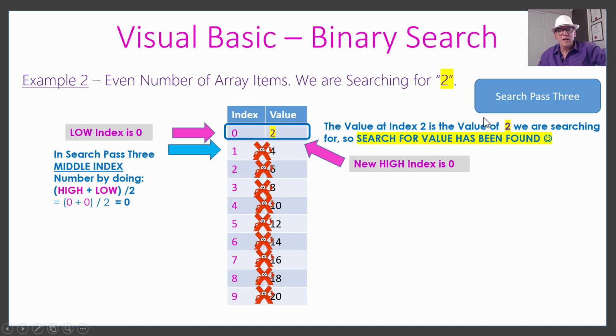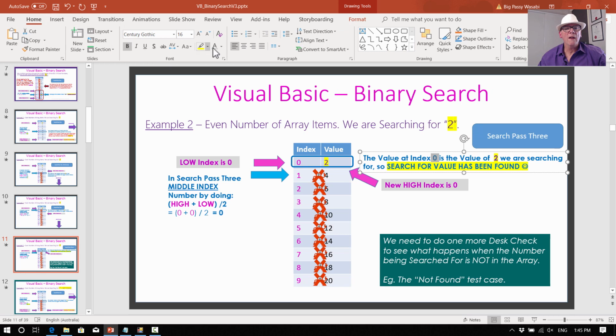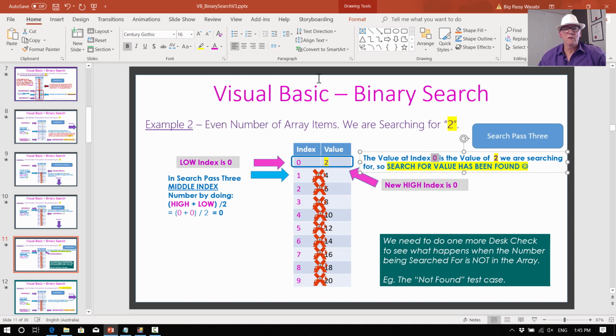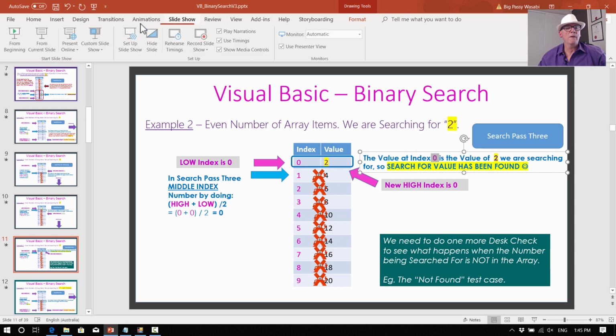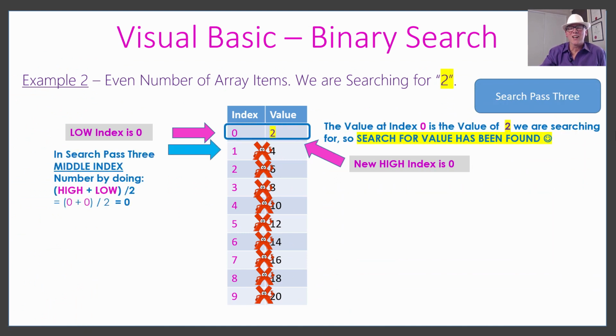Something is wrong with that slide, guys. At index 0, let's fix that up straight away because something is wrong there. I haven't made mistakes for a while, but we're only human, so it does happen. All right, so let's try that again. Search pass number 3, here we go. The value at index 0 here is the value of 2, and that's the one we're looking for.